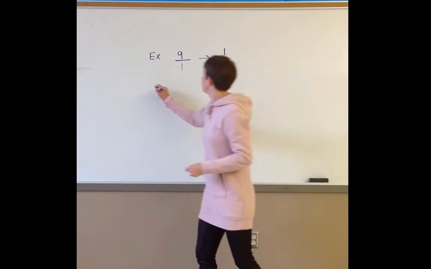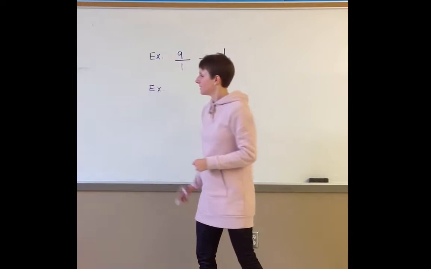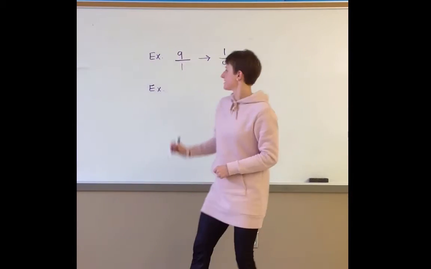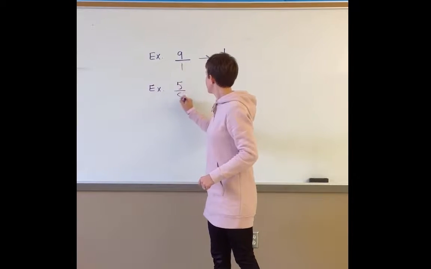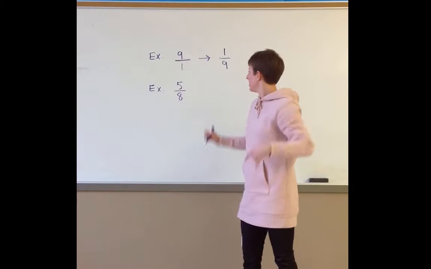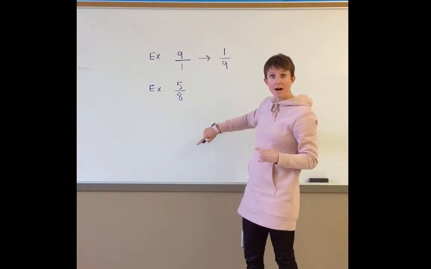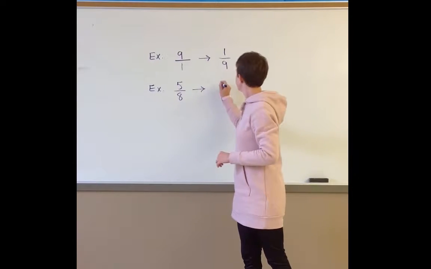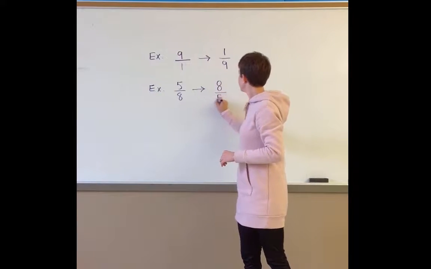Let's do example 2. We have find the reciprocal of 5/8. So I have 5/8. I want to find the reciprocal of it. I'm just going to take it and I'm going to flip it. So what is on top will then be on bottom, and what is on bottom will then be on top. The reciprocal of 5/8 is going to be 8/5.